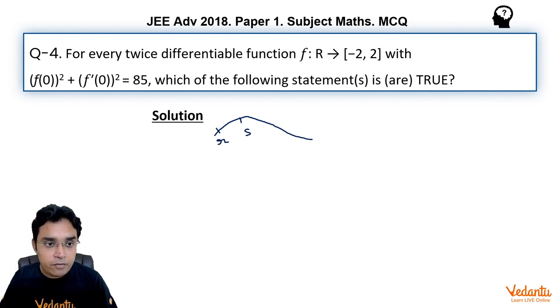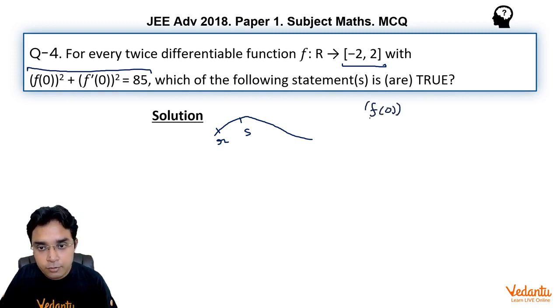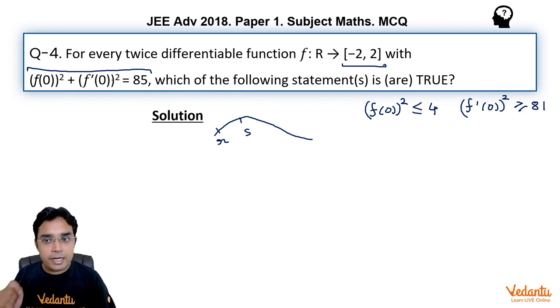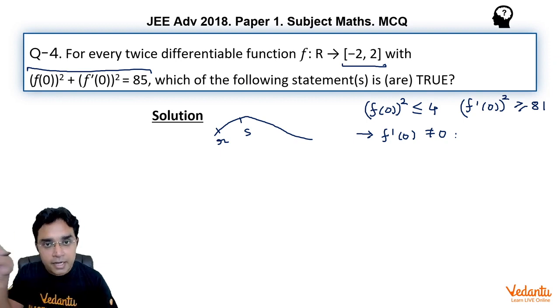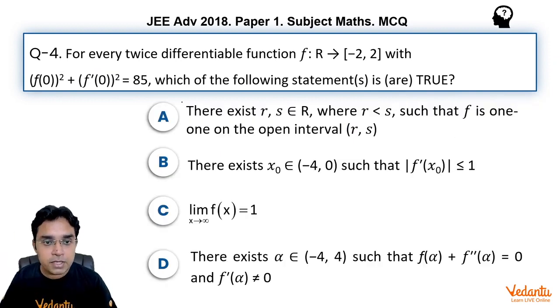Now for this function we are given this relation, and also that its codomain is from minus 2 to 2, which means (f(0))² cannot exceed 4. It has to be less than or equal to 4. And from this relation we can say (f'(0))² will be greater than or equal to 81, because only then will this sum be 85. Hence f'(0) will not be equal to 0. So this function has a non-zero derivative at x equal to 0, and it cannot be constant throughout. So there will be some interval (r, s), preferably containing 0, where this function will be either only increasing or only decreasing. Hence option A is absolutely correct.